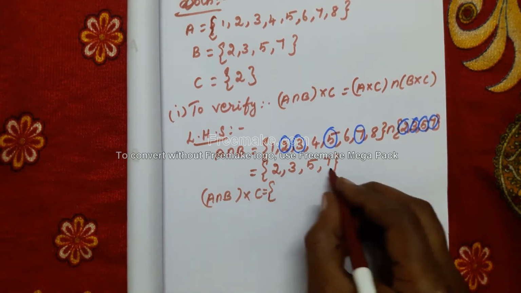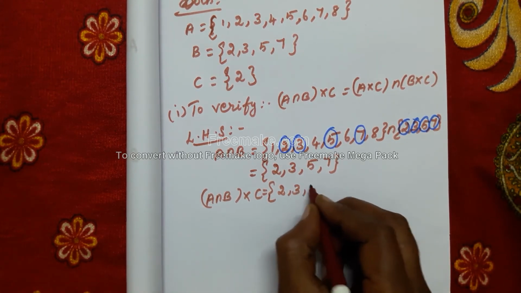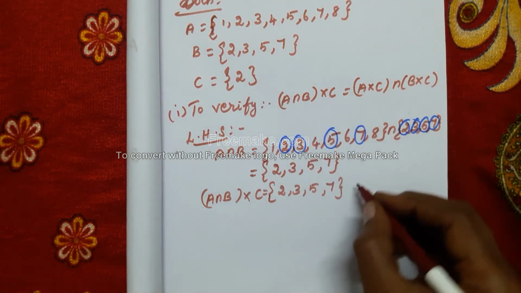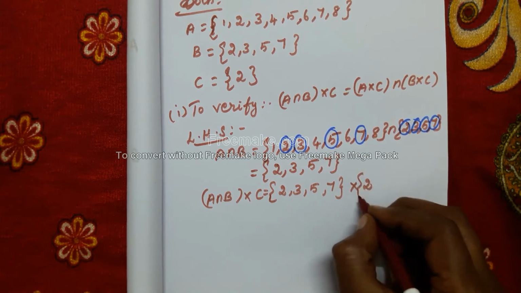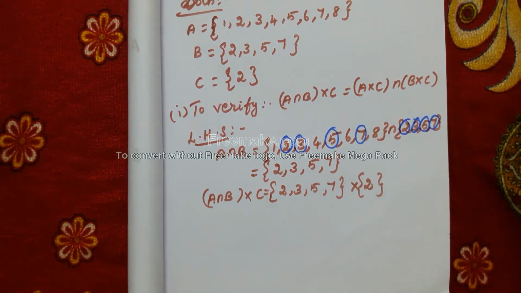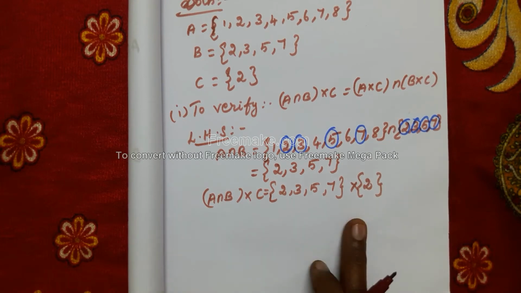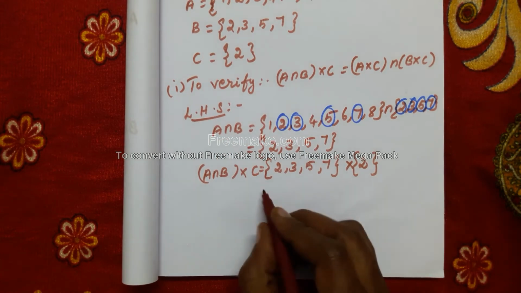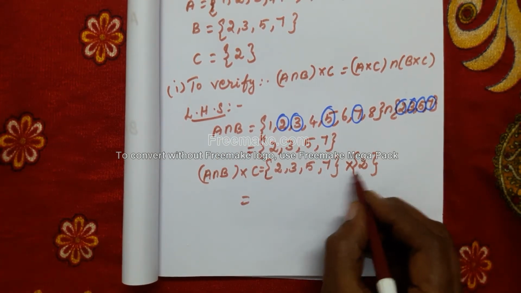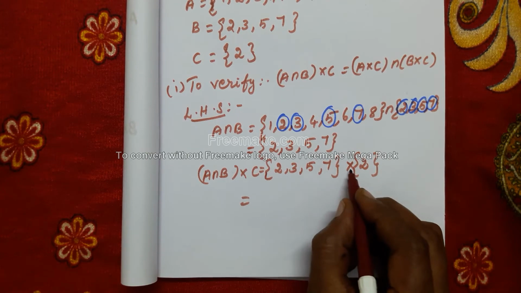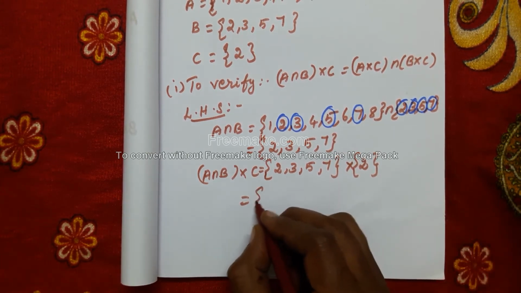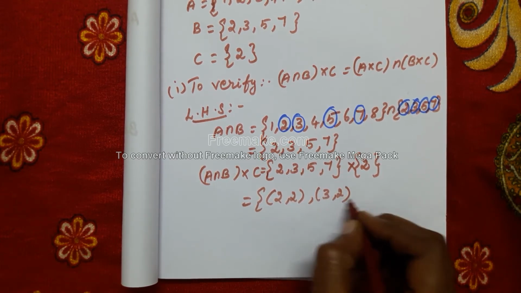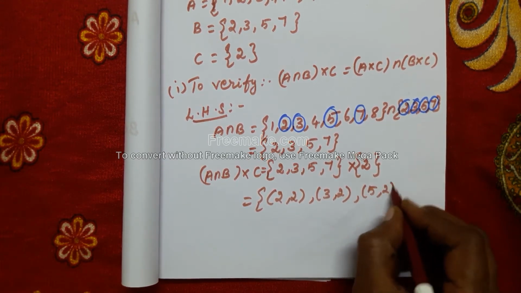What is A intersection B? 2, 3, 5, 7. Cross C, 2. Okay, 2, 3, 5, 7 cross 2. So what is it equal to? (2,2), (3,2), (5,2), (7,2).